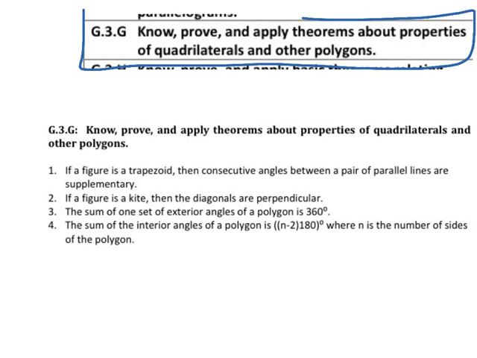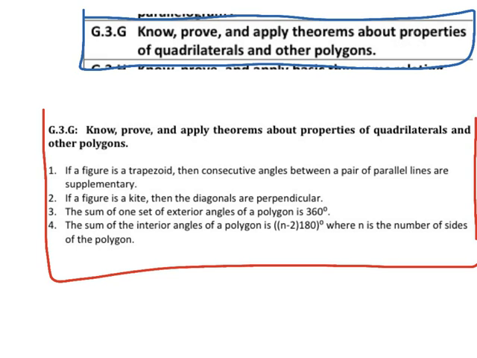This is G3G, and in this lesson we're talking about all of the polygons, like a trapezoid, a kite, a pentagon, a hexagon, and so on and so forth, all the special polygons. Especially, we're going to focus on these theorems, which I got from the theorem list. And we're going to take a look at a few problems that can use those theorems.